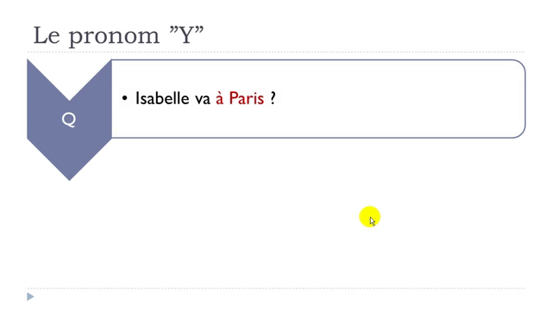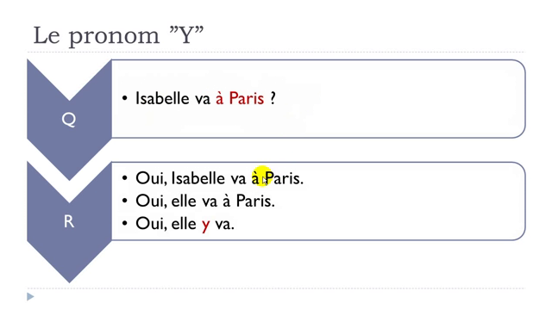So if you're using the name of a town, because previously we had a country and now it's a town, so it's Paris, okay? Isabelle va à Paris, so it's a question. Of course, you can answer like we saw previously. Oui, Isabelle va à Paris. First option, repeat everything, no problem. Second option, you just want to avoid repeating Isabelle. Oui, elle va à Paris. And then, last option, you just want to avoid repeating Isabelle and then Paris. Oui, elle y va. All right?